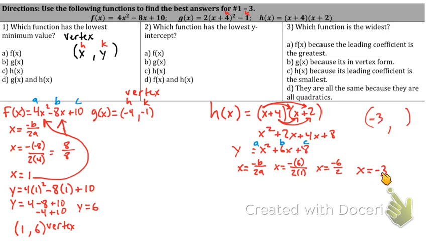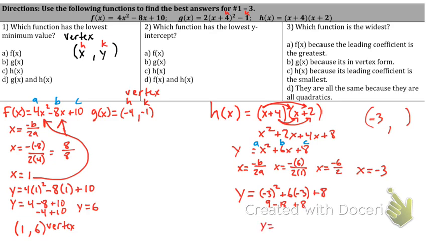Just like we did before, negative 3 is going to get plugged in here to find our y coordinate. So let's do that. y equals, instead of x, we have negative 3 squared plus 6 times negative 3 plus 8. So negative 3 squared, negative 3 times negative 3 is positive 9. Careful with your signs. 6 times negative 3 is negative 18 plus 8.